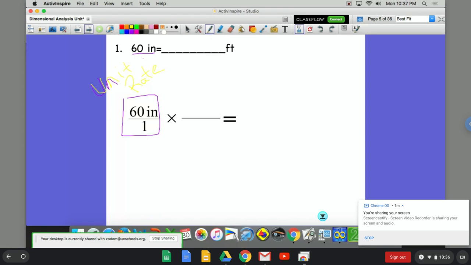So if we need to cancel inches and it's on the top up here, it needs to be in the bottom in our next unit rate or our next fraction. So we're going to put inches on the bottom, and that means we're going to put feet up top. So now we can fill in our numbers. Now we can see that comparison that we mentioned earlier, and there are 12 inches in 1 foot.